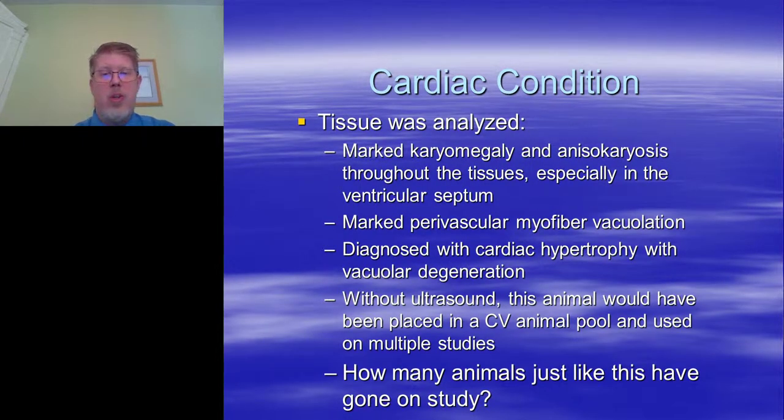We analyzed the tissue. It had cardiac hypertrophy, it had degeneration. This animal would have gone on study. It would have given us data that we would have used to evaluate test materials, and they would have all been compromised based on this.